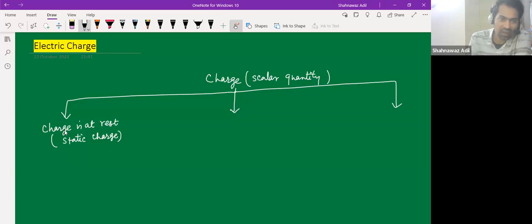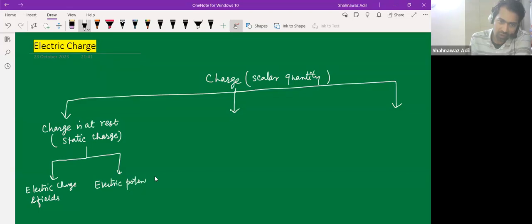And when the charge is static, then you will have these two chapters. One would be electric charge and fields. And the other one is electric potential and capacity. So these are the properties associated with the charges which are at rest, right?